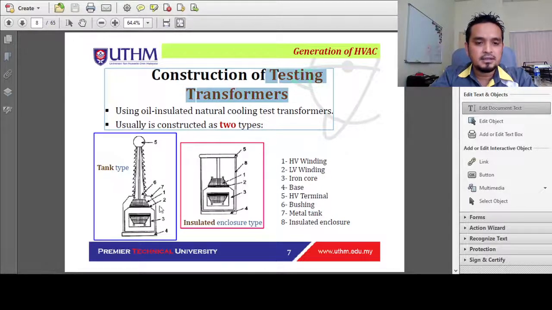We have a tank, relatively smaller compared to this one. We have almost the same size as this, but relatively compact. But for this one, we have the bushing. We would require the bushing, and this is the high voltage terminal. So we can really see the difference between tank type and insulated enclosure. But we can say that both of these testing transformers can carry the same voltage rating and kVA. The difference is just the construction design. The one that we have in the lab is this type.